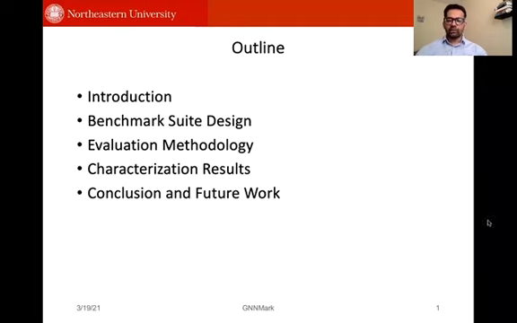Here is a brief outline of this talk. We are going to take a look at what this paper is about and how this benchmark suite was designed. Then we are going to take a look at what we use for evaluation of the benchmark suite, some of the characterization results, as well as conclude with some future work.